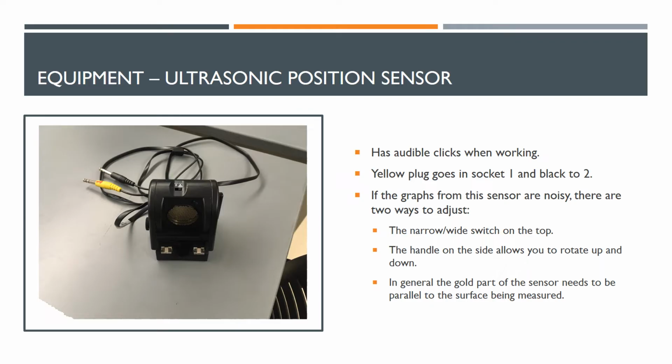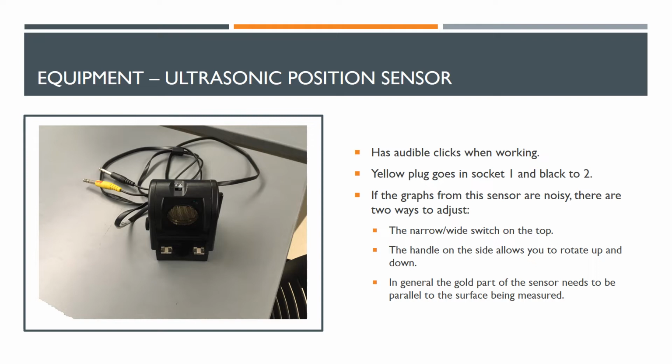This is the ultrasonic position sensor, and when it's working, you'll know it has the audible clicking noise. The yellow plug goes into socket 1 on the interface, and the black plug goes into socket 2. If the graphs from the sensor are noisy, you're going to need to adjust the sensor. It's not always going to be perfectly aligned.